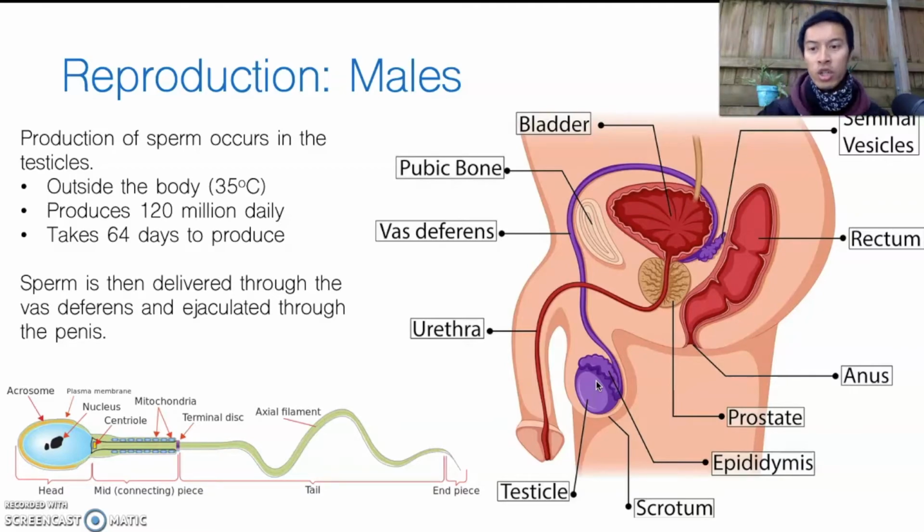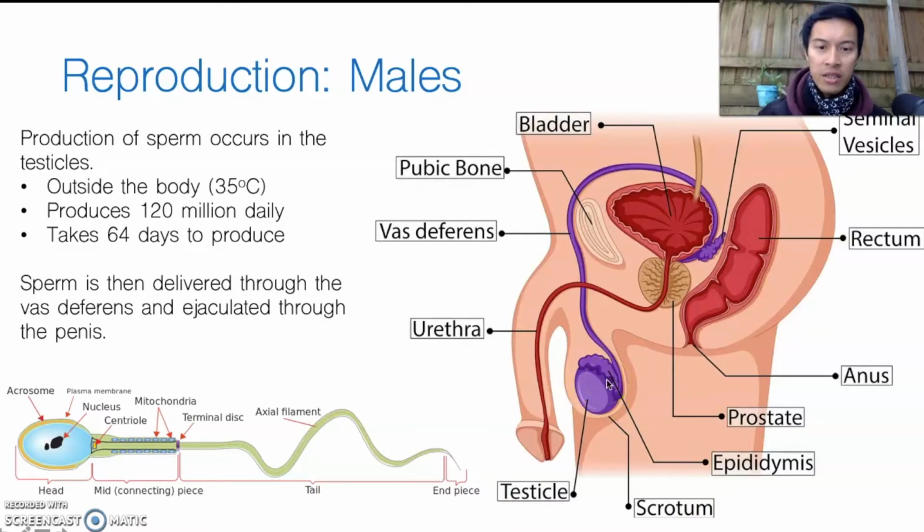Production of sperm happens just a little bit outside the body because that is the optimum temperature for sperm production. Your core body temperature is about 36.7 degrees. The production of sperm needs to happen just slightly outside of that temperature. Your testicles will produce about 120 million sperm cells every day. That takes about 64 days to produce, and it all happens in the testes.